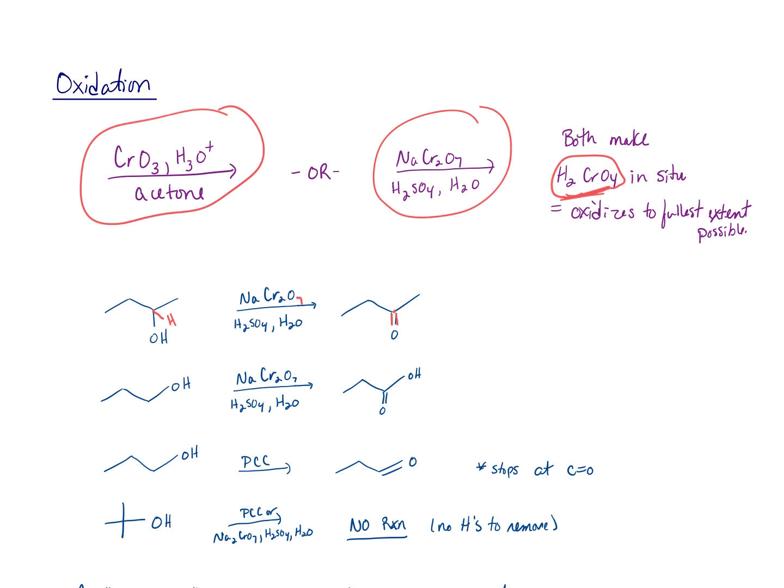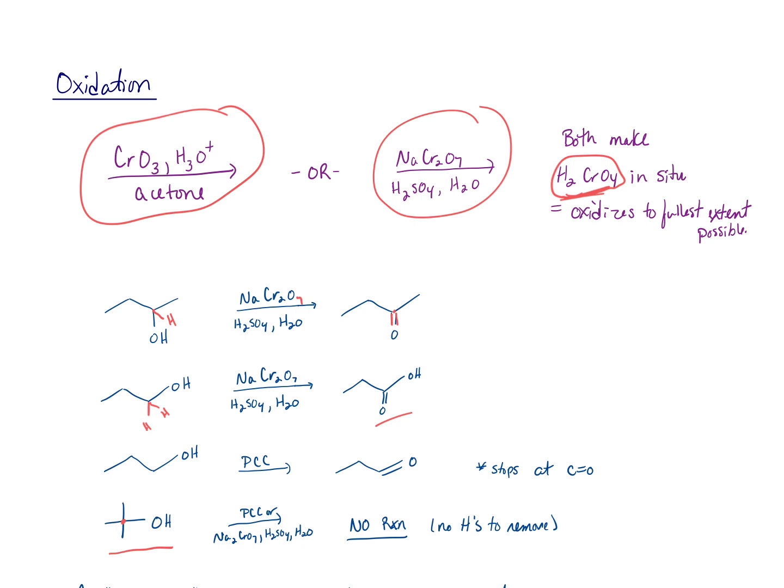It's done. On the other hand, if you have a primary alcohol, we have 2 hydrogens here. Each of those can be removed. So we can keep oxidizing until we end up at the carboxylic acid state. If instead you have a tertiary alcohol, like we see down here, there are no hydrogens on the carbon right here. It cannot oxidize. It is done.